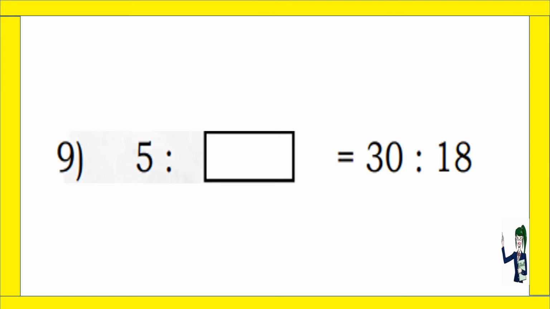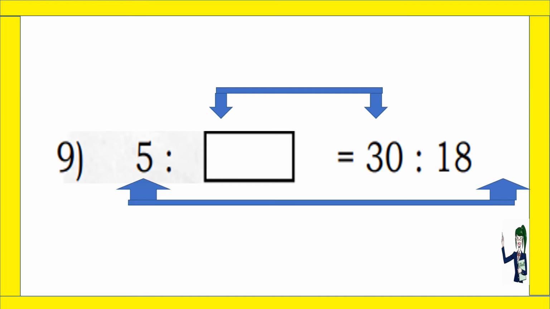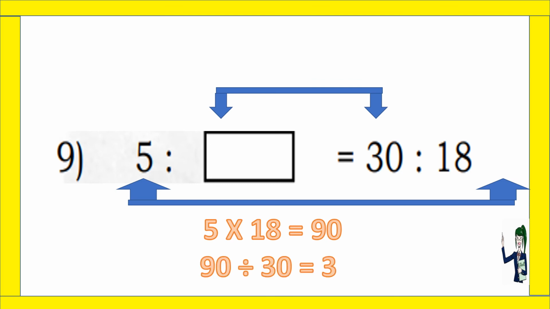Number 9. 5 to blank equals 30 to 18. Identify the means and the extremes. Then multiply the complete parts. The complete parts are the extremes. So get the product of the extremes. 5 times 18 equals 90. 90 divided by 30 equals 3. So the missing part is 3.